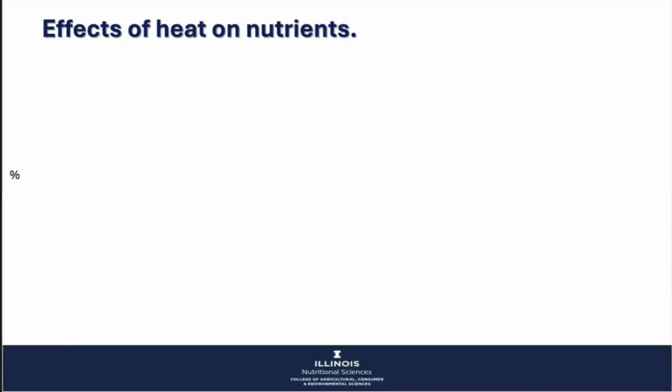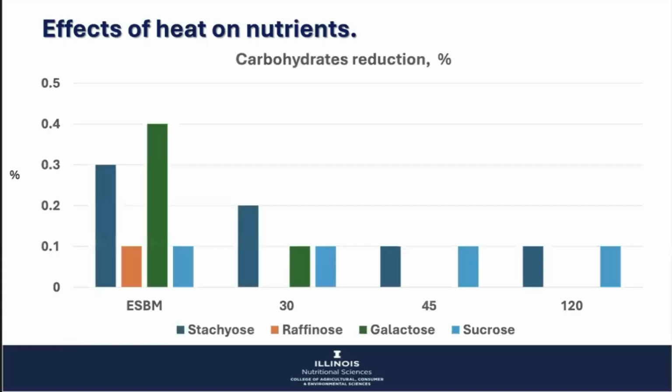Now, I want to show the effects of heat on nutrients. In the y-axis, we have the concentration of the carbohydrates in percentage, and in the x-axis, we have non-autoclave and autoclave enzyme-treated soybean meal. In the dark blue bar, we have stachyose. In the orange bar, we have raffinose. In the green bar, galactose. And in the light blue bar, sucrose. In this graph, we can observe the concentration of carbohydrates is reduced when the time in the autoclave increases.